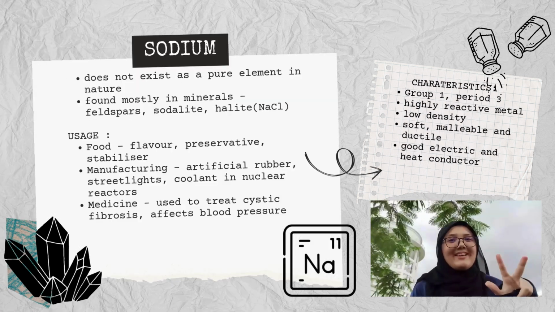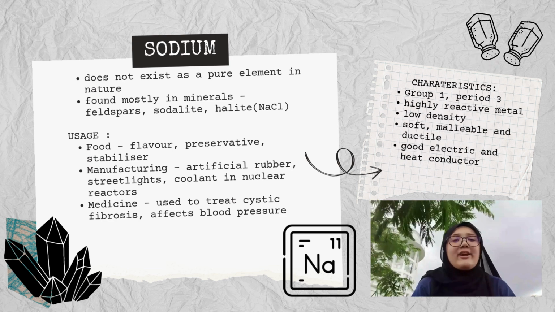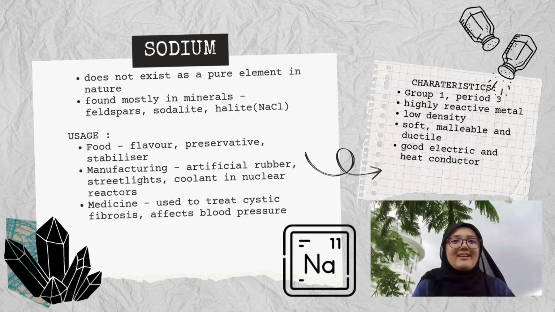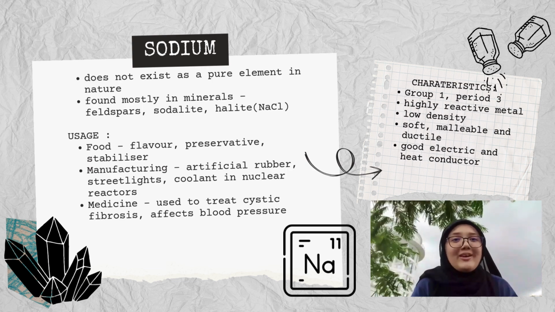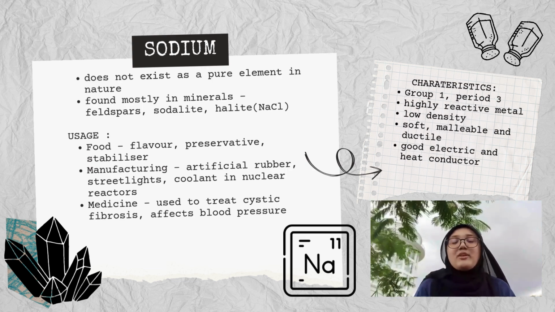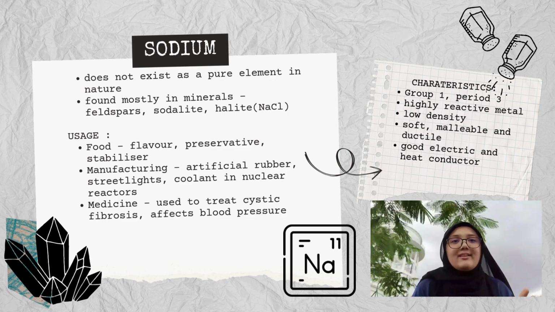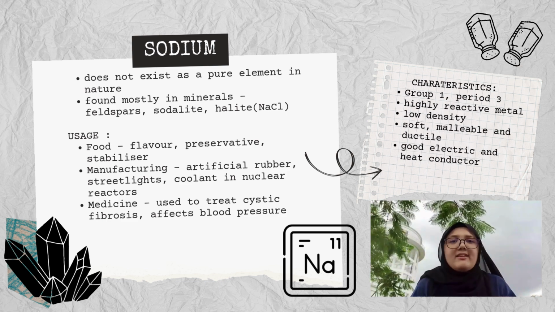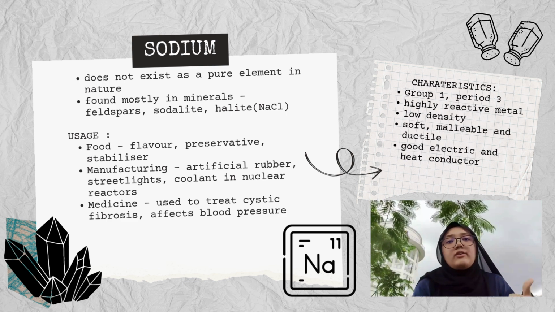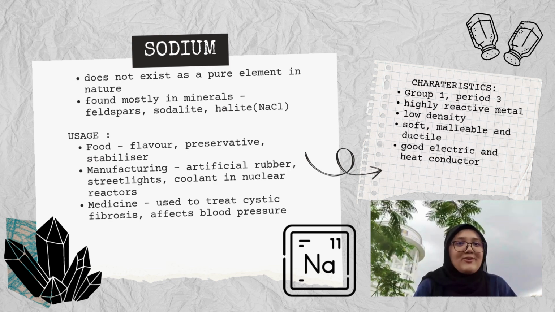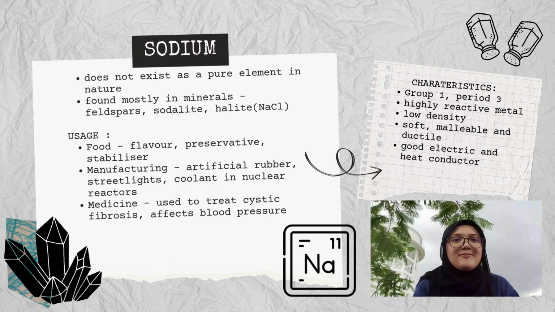Sodium is in period 3 and group 1, making it a highly reactive metal. Surprisingly, this violently reactive element is a key component in cooking. As a metal, sodium is soft, malleable, low in density, and a good conductor. It doesn't exist in pure form in nature, but is found in minerals like feldspars, sodalite, and halite, which is, as we know, rock salt, table salt.